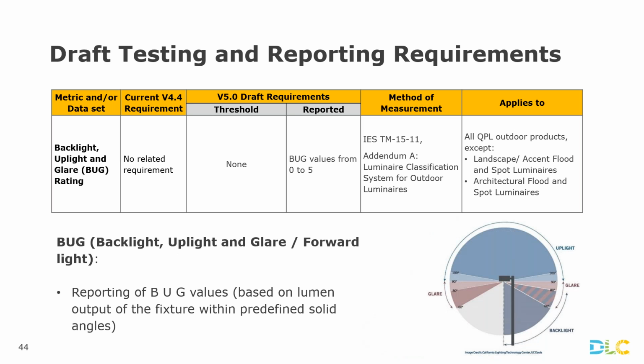Specific to outdoor products, we included reporting of the BUG values and BUG ratings into version 5.0. The BUG values are for backlight, uplight, and glare or forward light, which is based on the lumen output of the fixture within predefined solid angles. And this is already widely used and established in the industry in North America, and it is very useful to evaluate light trespass. So we are asking to report these values.